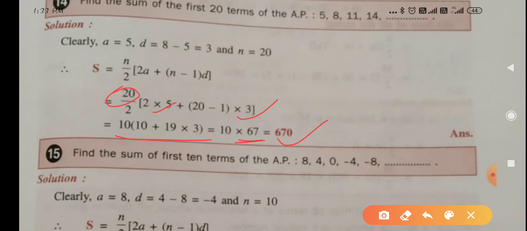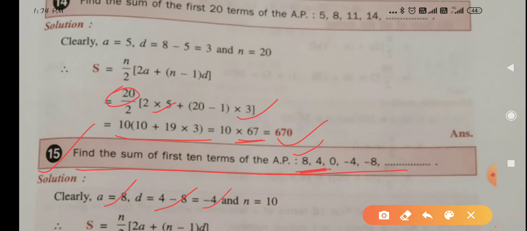Next, you can see example 15. Find the sum of the first 10 terms. It is exactly the same question as example 14. The AP is given. With the help of the AP, you can find A. A is 8, the first term, it is given. D you can find by taking the difference of any two terms. The difference of the first two terms they are taking is 4 minus 8 equals minus 4.